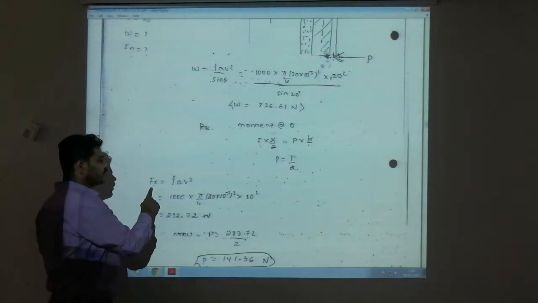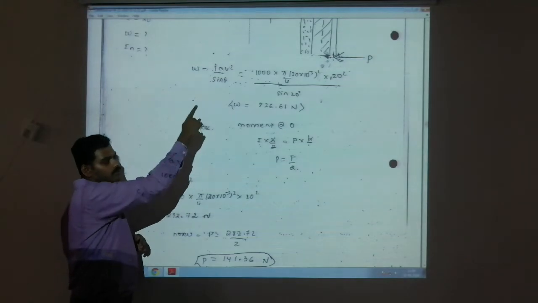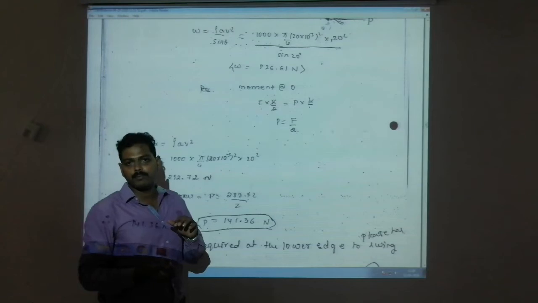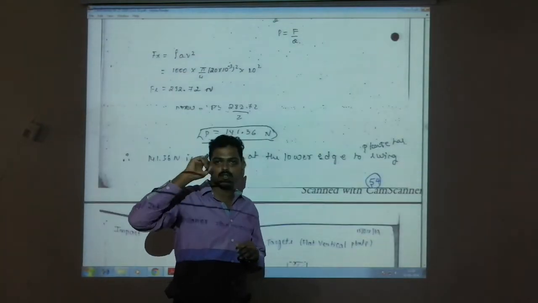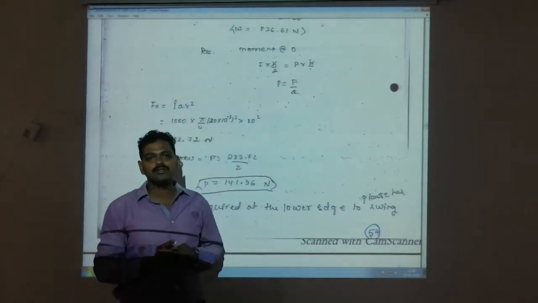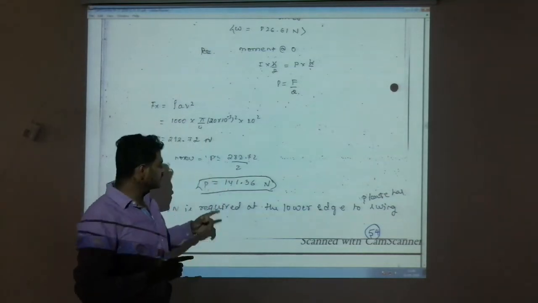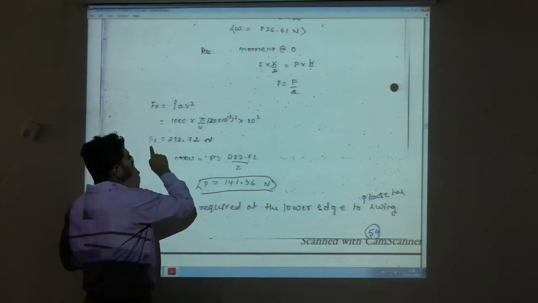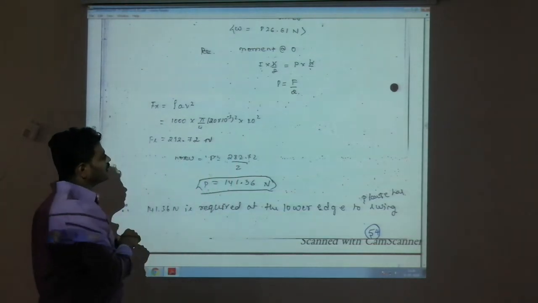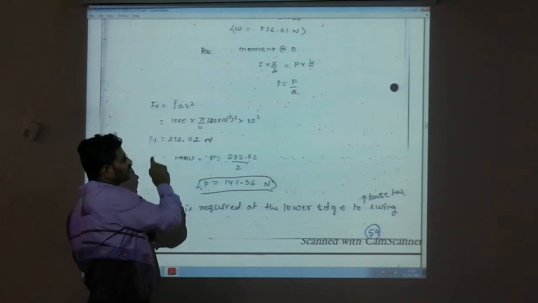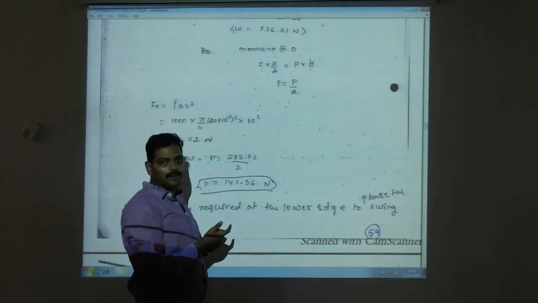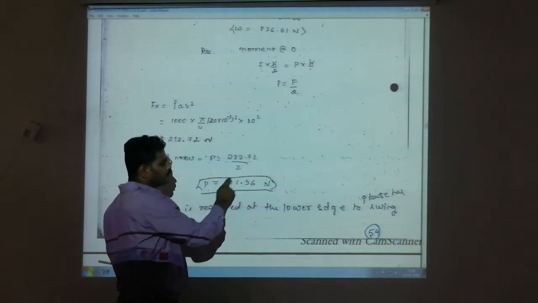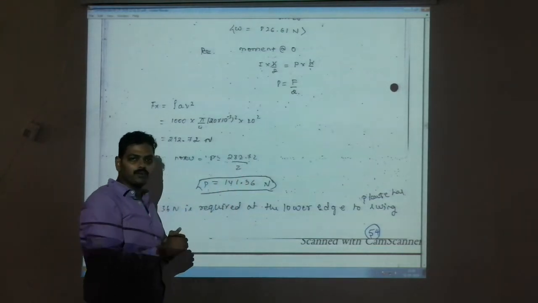Next, if you want to find the force in x direction, that is what we substituted as F, that is rho A v square, because it should be in vertical position, as we discussed in the fixed target about the first condition. So we find that Fx is equal to rho A v square. Just do the substitution: 1000 into pi by 4 d square into 20 square. Fx is 282.72 Newton. So we got the F value. Then P is equal to F by 2, 282.72 by 2, so P is 141.36 Newton.